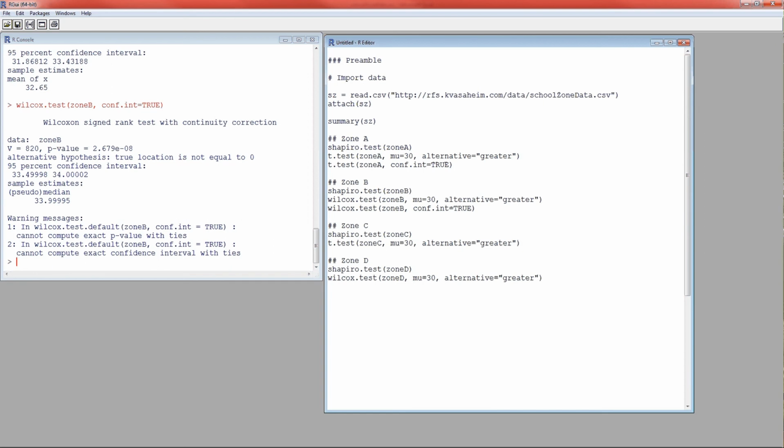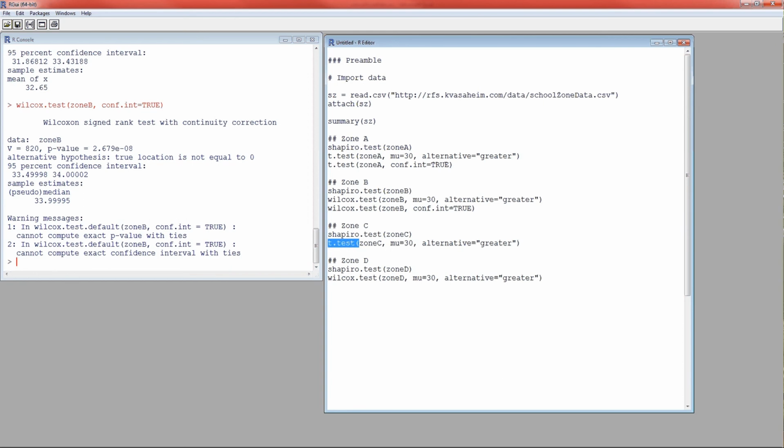For zone B, we're 95% confident that the true average speed through the zone is between 33.5 and 34 miles per hour. Again, it's greater than 30 miles per hour. These people are breaking the law on average, but it's not that much. It's only between 3.5 and 4 miles per hour.